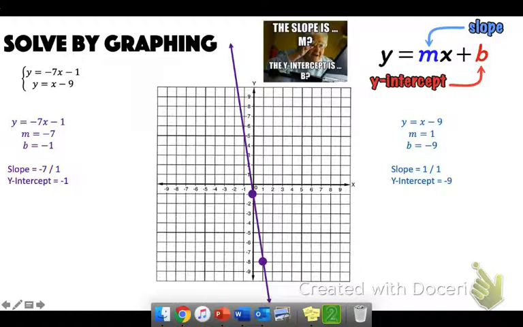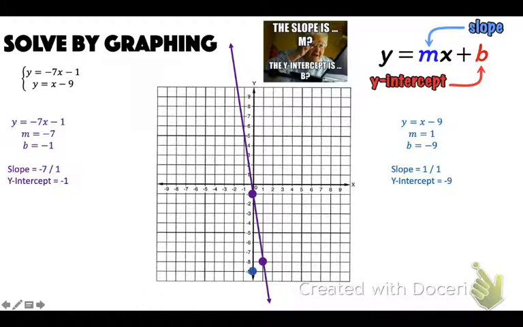For the slope, I'm going to go up 1 to the right 1, and for the y-intercept, I'm just going to cross the y-axis at negative 9. So if I go down to negative 9, there's my point. Then I'm going to go up 1 over 1. There's that point. Notice there's the same point right there, right? And so then there is that line.